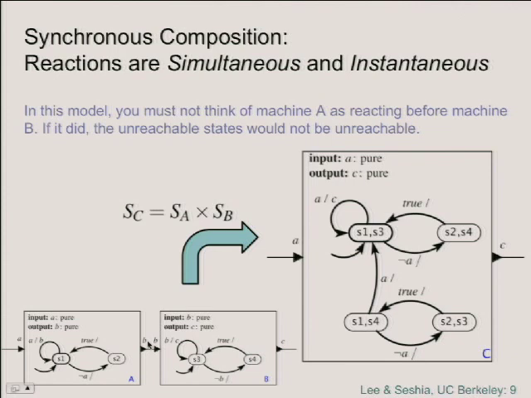Notice that these two states are not actually reachable from the initial state. So what this says is you can never be in the situation where your state is, you're in S2 here and S3 here. So let me give you a minute and see if you can identify why this is counterintuitive. What is counterintuitive about that?